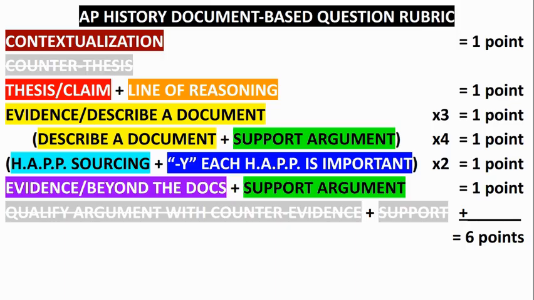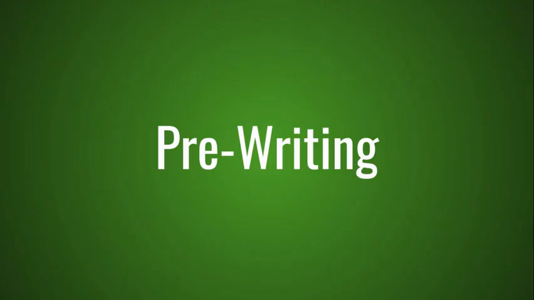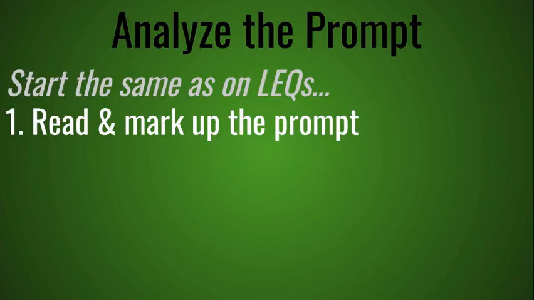The point we are not shooting for from the very beginning is the complexity point, the easiest path of which is to introduce a counter argument and use all of the documents, but we'll leave that for another day and another video. Before we get writing, the pre-writing is basically the same regardless of your intended score. So let's dive into it.